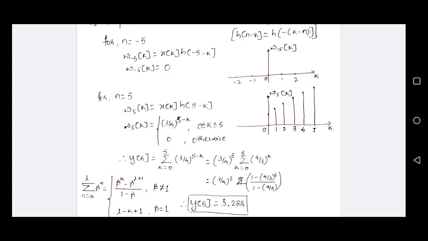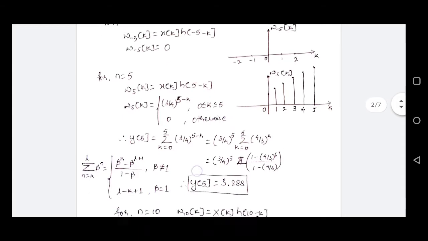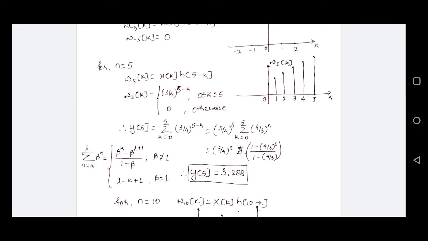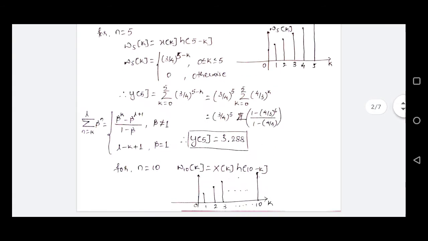If this is the intermediate signal's representation, then what will be the output of the LTI system at this instant? We can obtain that by using this intermediate signal in the convolution sum, which will be defined as y of 5 equals the summation over k from 0 to 5 of (3/4)^(5 minus k). If you simplify this and use the standard geometric series, we'll get y of 5 equals 3.288. This will be the output of the LTI system at n equals 5.